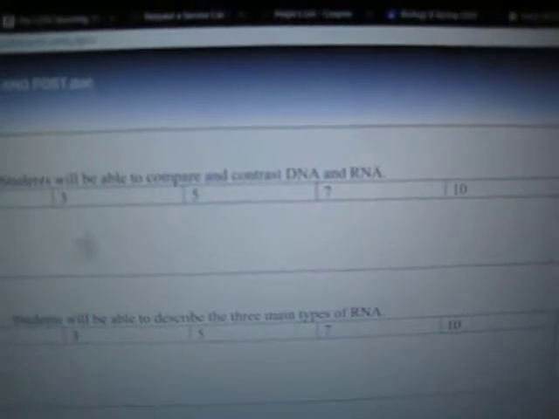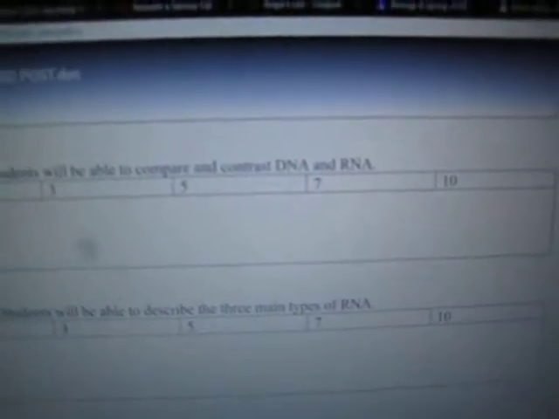There's mRNA, which stands for messenger RNA. There's tRNA, which stands for transfer RNA. And there's rRNA, which stands for ribosomal RNA. Remember, mRNA carries the message from the DNA in the nucleus to the ribosome, and the transfer RNA carries the amino acids to the ribosome to start building the protein.